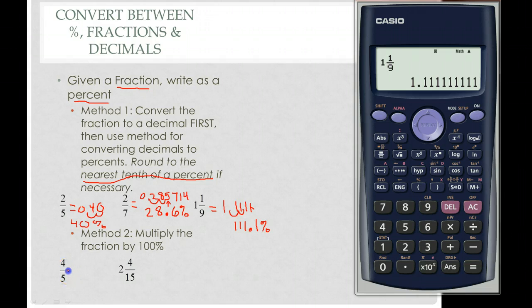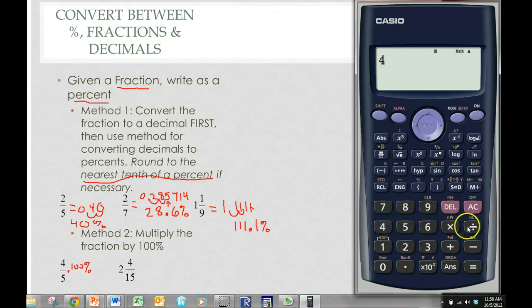So I would just take 4/5 and I would say times 100%. So I go over here and I take 4 divided by 5. That's my 4/5. And I say times 100%, 80.